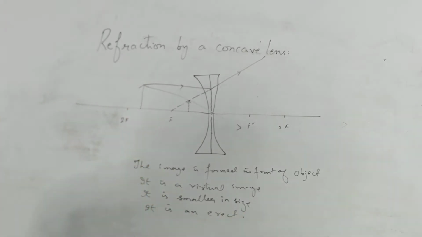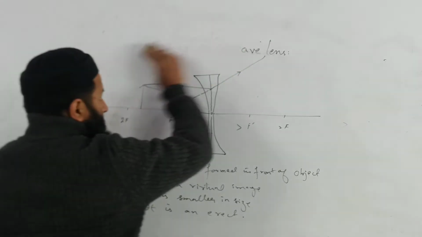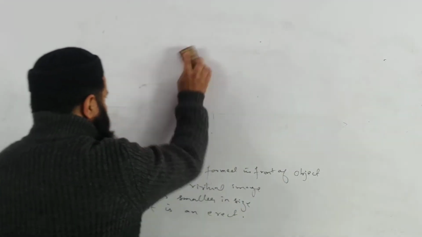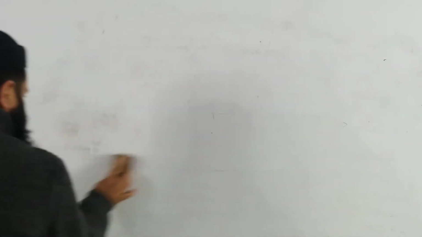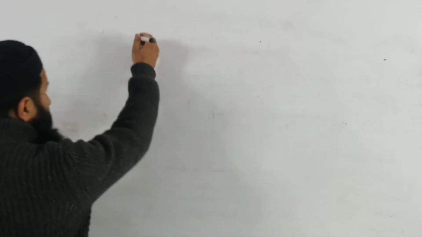So I have drawn the diagram. You can check in the diagram how the image is formed when the object is placed in front of a concave lens. So this is done. Next topic. Next, that is magnification by lens.